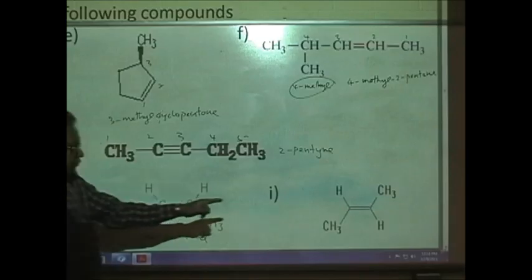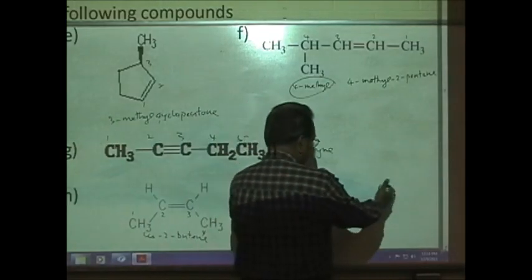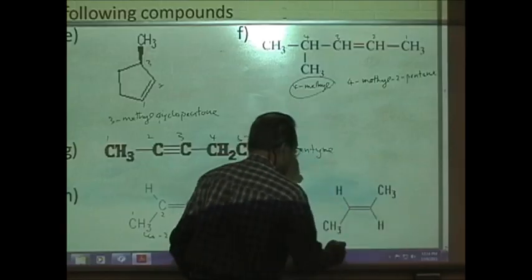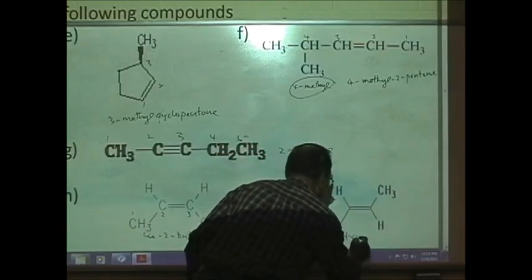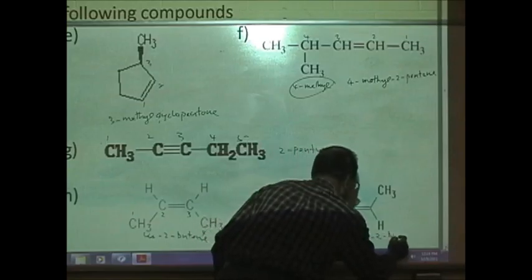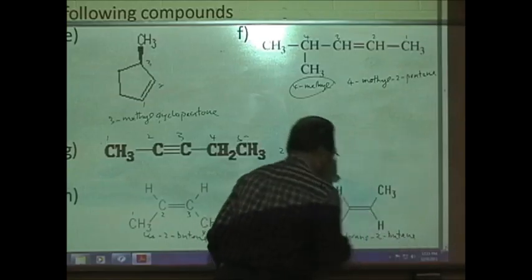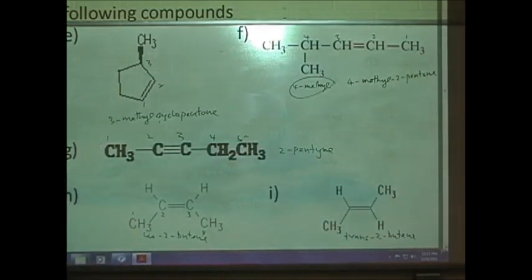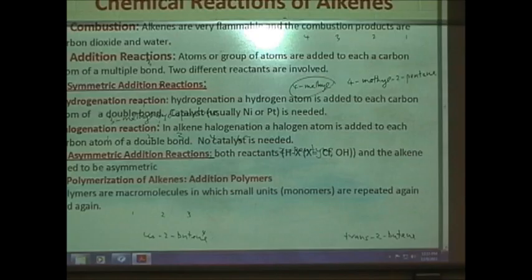Now this one, this is the line formula, with the middle carbon atoms, has to be trans-2-butene. Geometrical isomers are called stereoisomers. Right. Okay, I'm going to stop and do the review of alkene reactions next time.